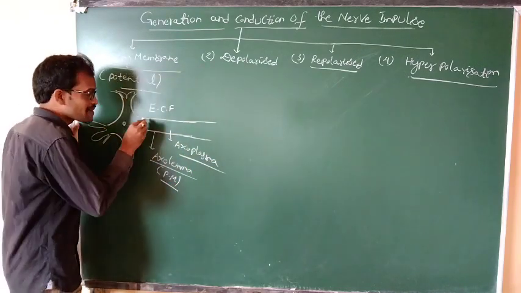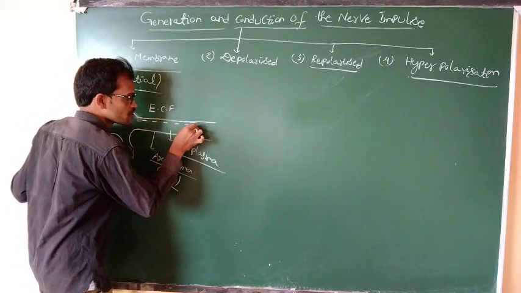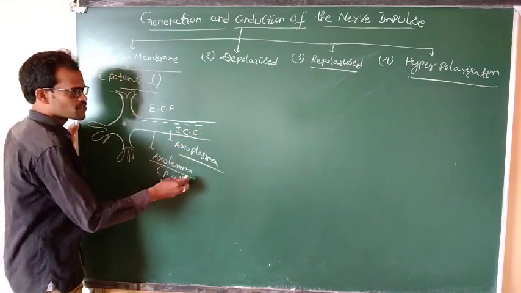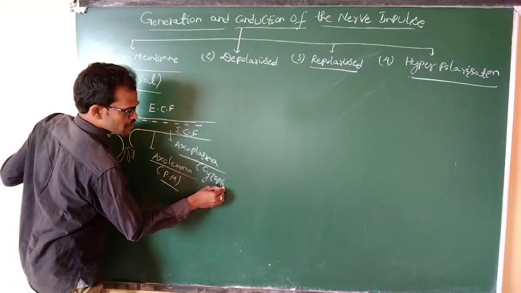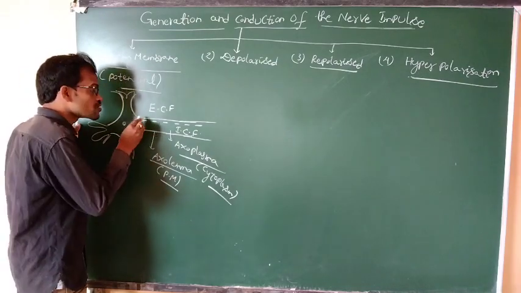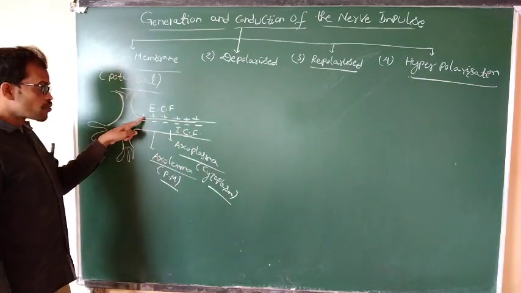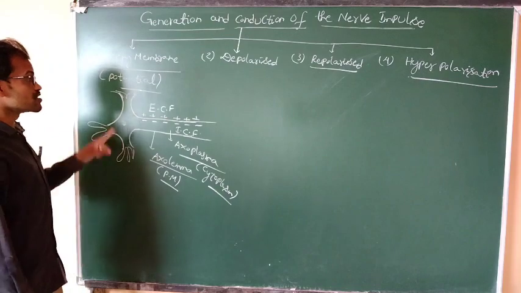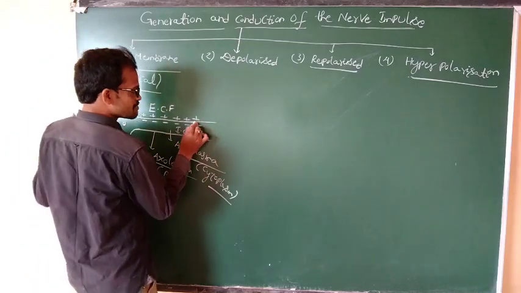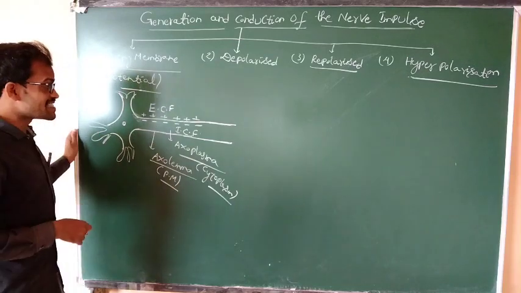Cytoplasm, the intracellular fluid inside the axolemma, is always negatively charged. Inside is always negative and outside is always positive. This outside positive, inside negative charge is maintained by the membrane.